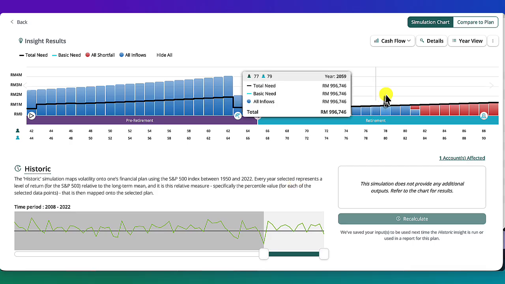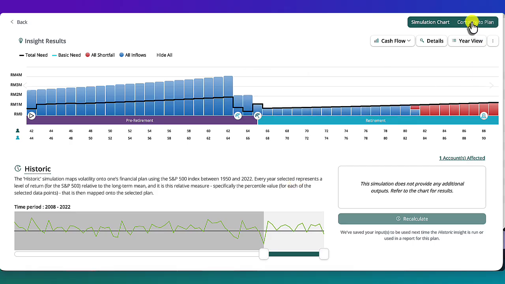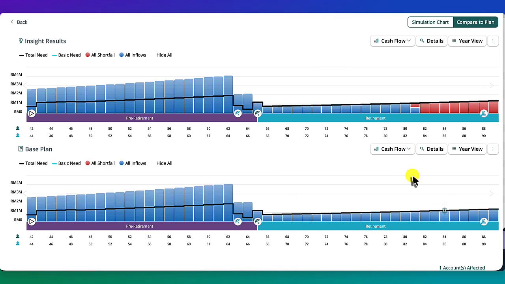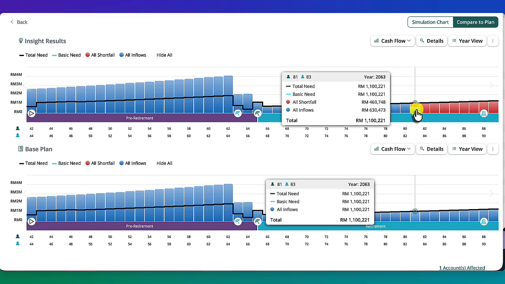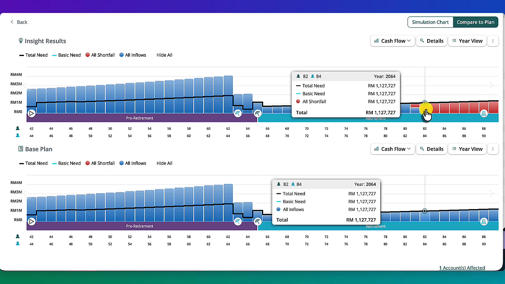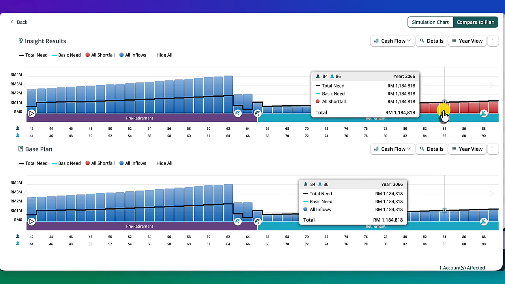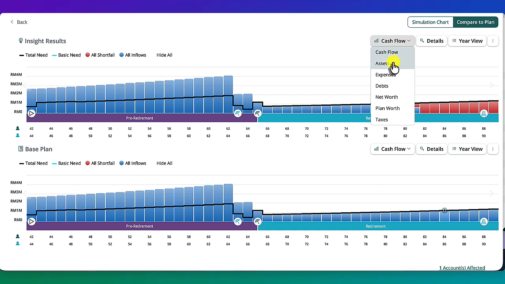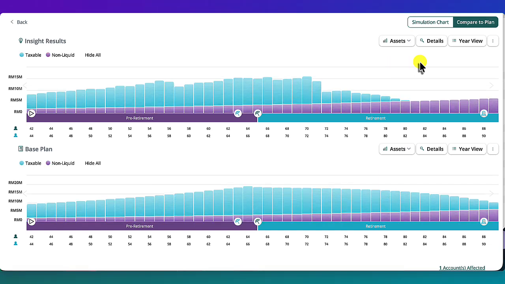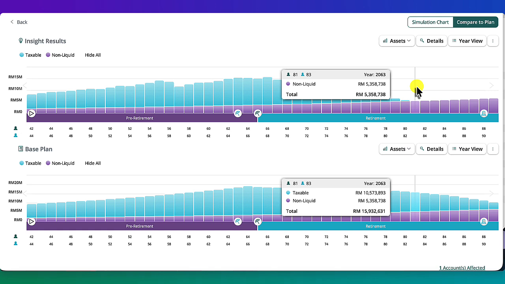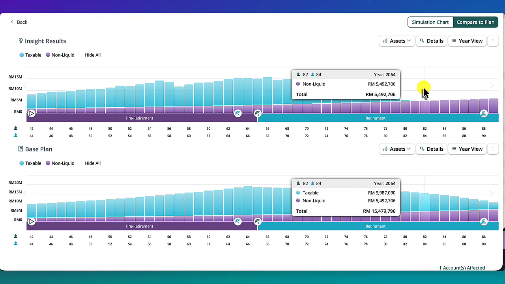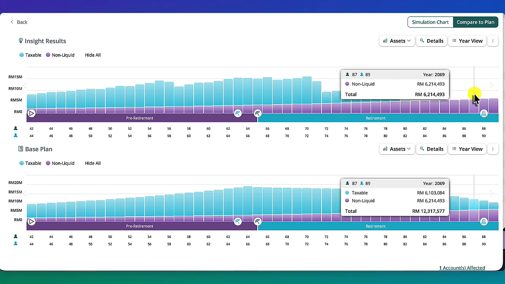Because there is shortfall in the plan, I do want to go ahead and compare this to the original plan, because as we can see, if that market were to happen, this does affect them in their later years starting in 2063, and moving forward we can see just how that is affected. We can also compare this to their assets because that's where this is going to matter the most. So if we scroll forward here, we will see that market has affected this by at least 10 million in those later years moving forward.